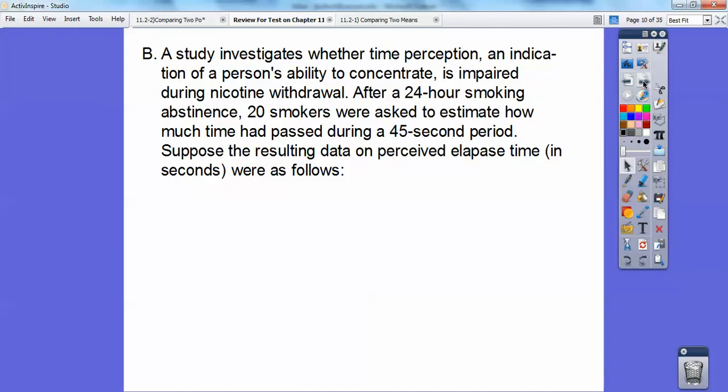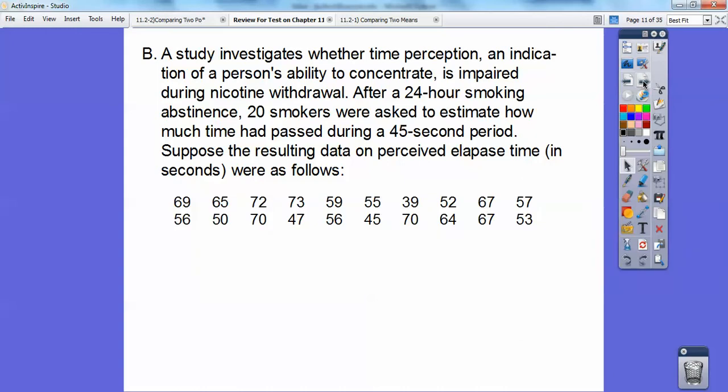So after a 24-hour smoking abstinence, 20 smokers were asked to estimate how much time had passed during a 45-second period. Suppose the resulting data on perceived elapsed time in seconds were as follows. Okay, so you're going to put these 20 numbers in a list, okay? So there they are right there.